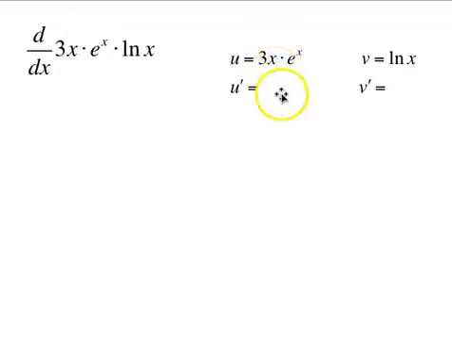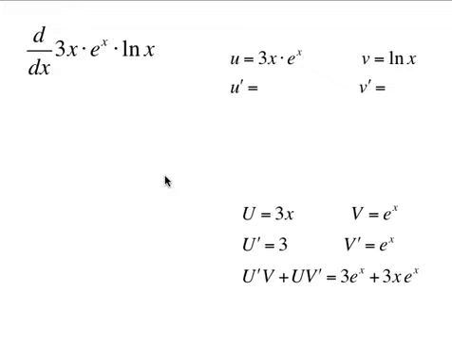But to get u prime, I have to use the product rule again. So I will say capital U is 3x and capital V is e to the x. And then we'll go ahead and do the product rule one more time to find out what the derivative of this little u is going to be. So how did that go? Again, capital U is 3x from up here. Capital V is e to the x up there.